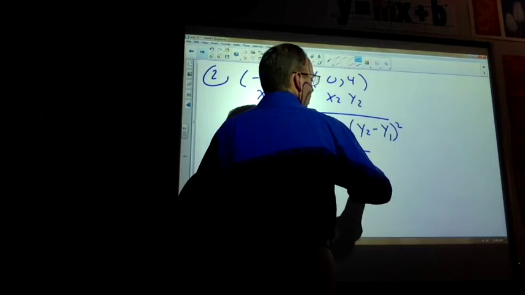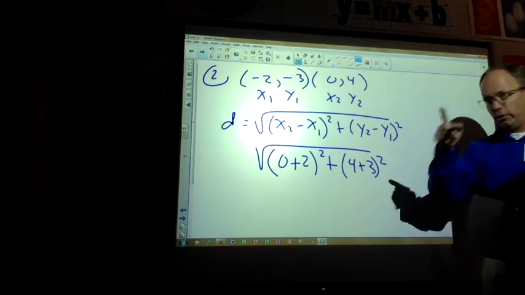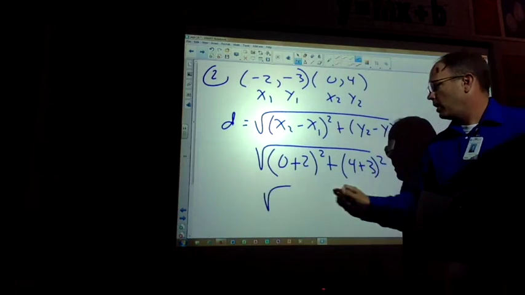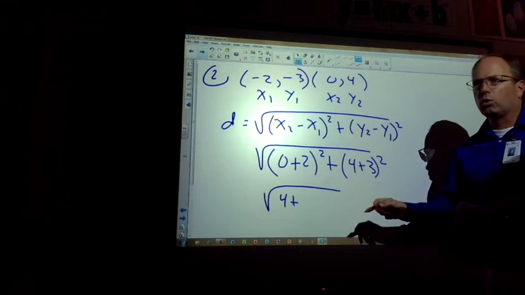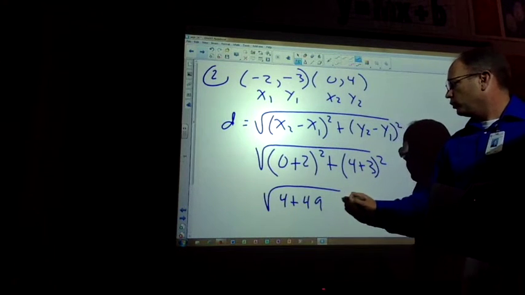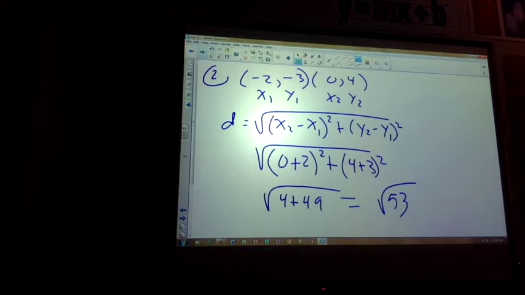So 4 plus 3. Are you okay with me doing that? So 4 minus minus 3 is 4 plus 3. Is that okay? All right, that's 2. 2 squared is 4. Okay, that's 7. 7 squared is 49. So this comes out to square root 53. That will not break down any further. Cool? Any other questions up through number 6?